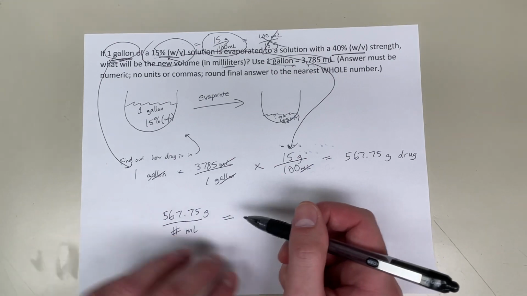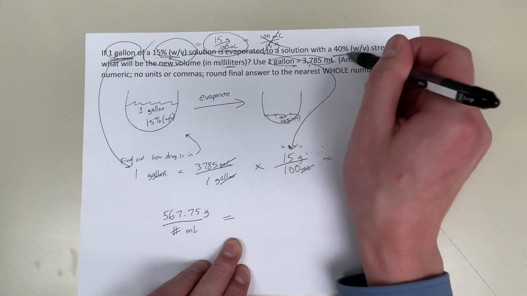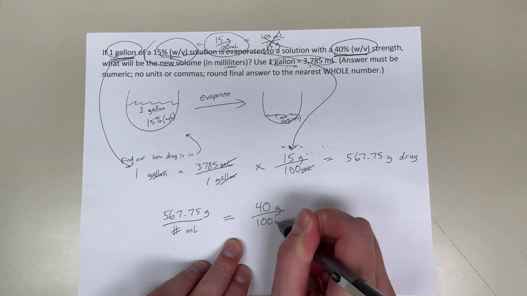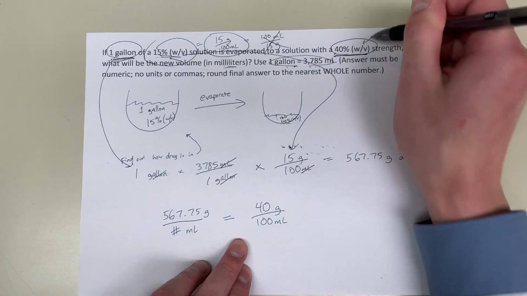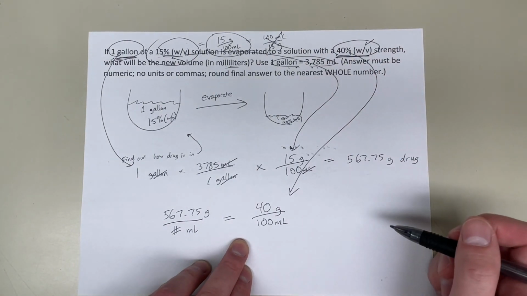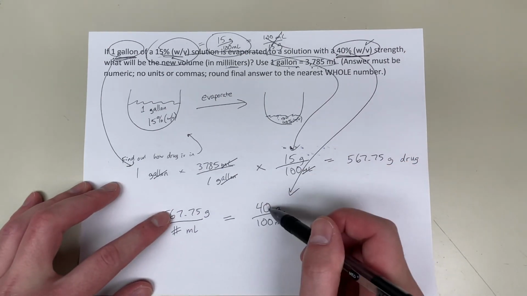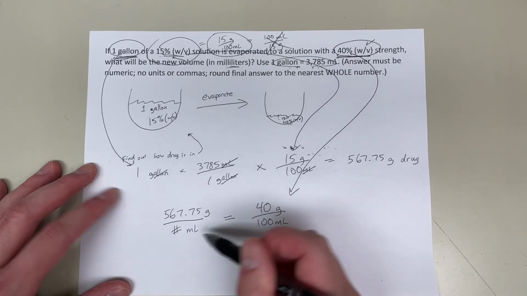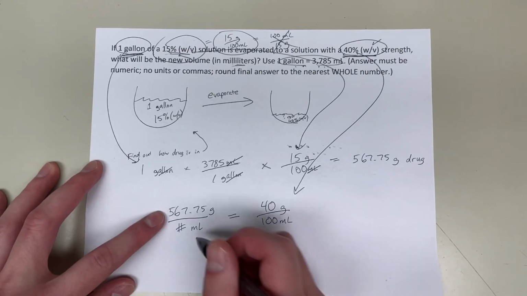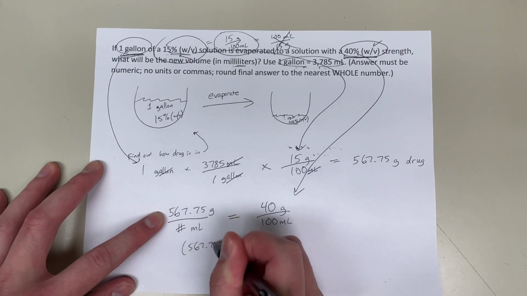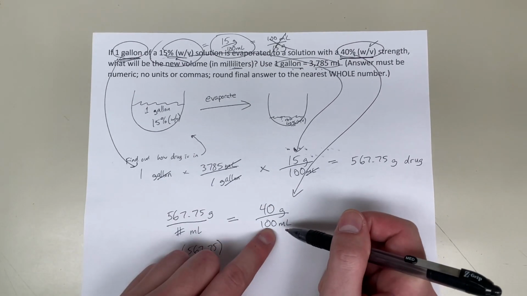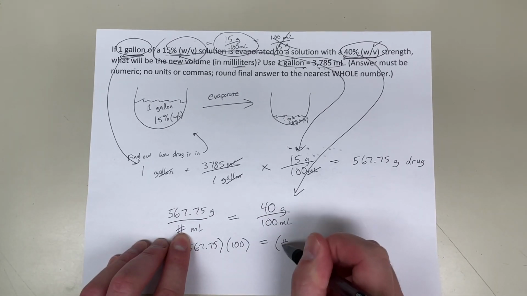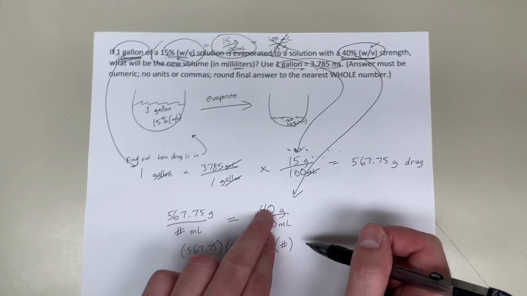And then I'm going to set that equal to the concentration that I'm going to force it to, 40%. So 40% is also 40 grams over 100 milliliters. Right, that's what 40% is. Because I want the numerator to be the same as the denominator, because I set this proportion to be equal. And so you just cross multiply to answer this variable here. So that equals 567.75 cross multiplied by 100, set equal to whatever this number is that I'm trying to solve for, cross multiplied by 40.